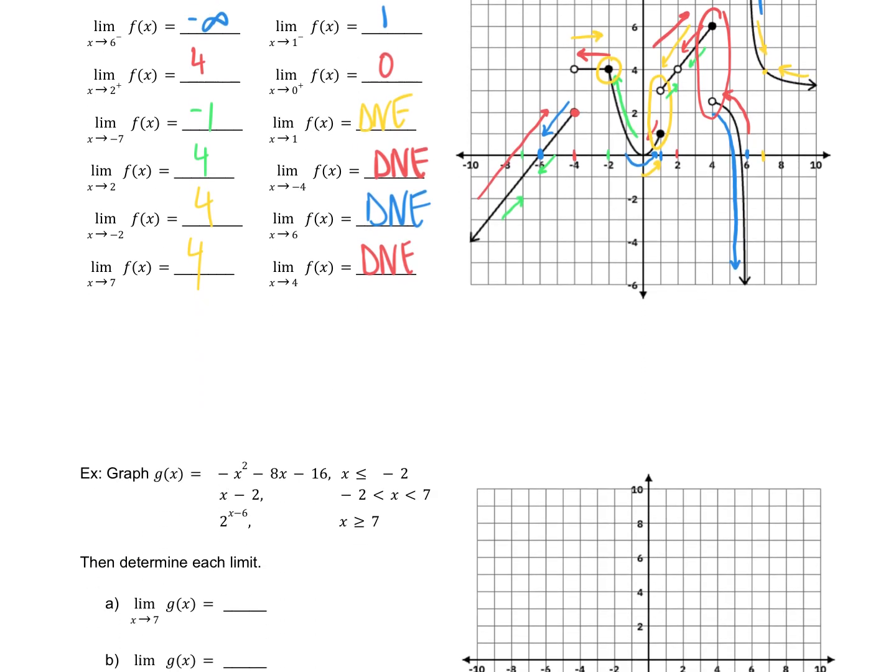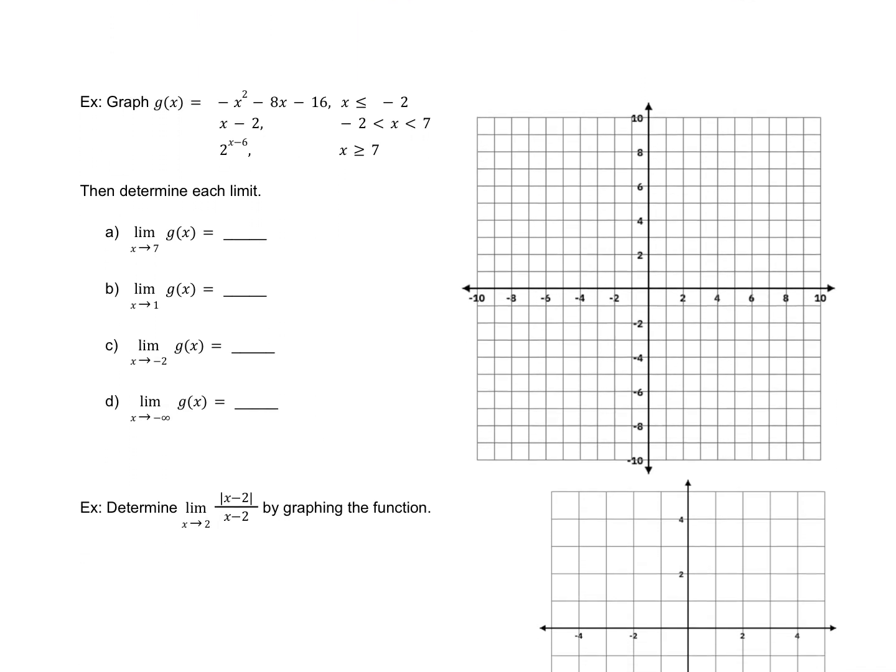But of course, we can be given a function without its graph, and we have to evaluate the limit, which means we should first graph our function using our previous knowledge, and then we can determine those limits. Now, we could also do this with an algebraic approach, but for this video, we're focusing on the graphical approach, and it will allow us to refresh on some graphing skills. So here we have the function g of x, which is made up of all 3 pieces. A parabola when x is less than or equal to -2, a line when x is between -2 and 7, and an exponential when x is greater than or equal to 7.